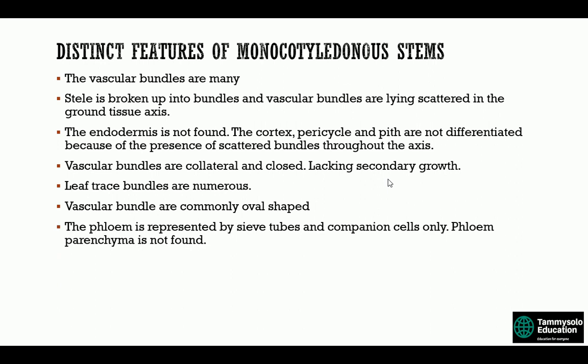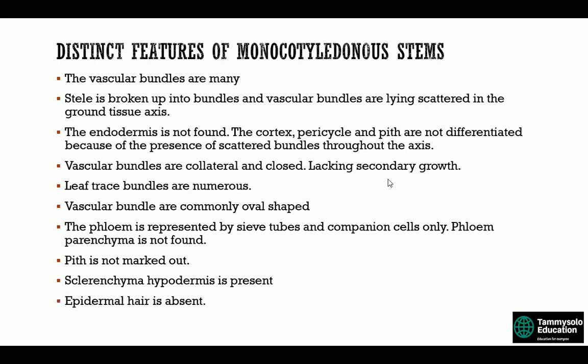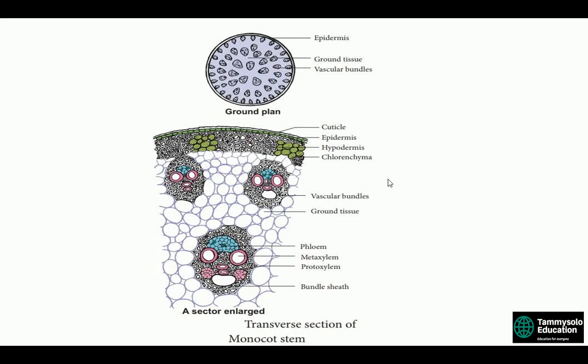Phloem parenchyma is absent. Another distinct feature is that the phloem does not contain phloem parenchyma cells in the monocot stems. The pith is not marked out, but it is present. The sclerenchyma hypodermis is present, and epidermal hair is absent. So this is an image of it. We have the epidermis, the ground tissue, the vascular bundles. We do not have epidermal hairs.